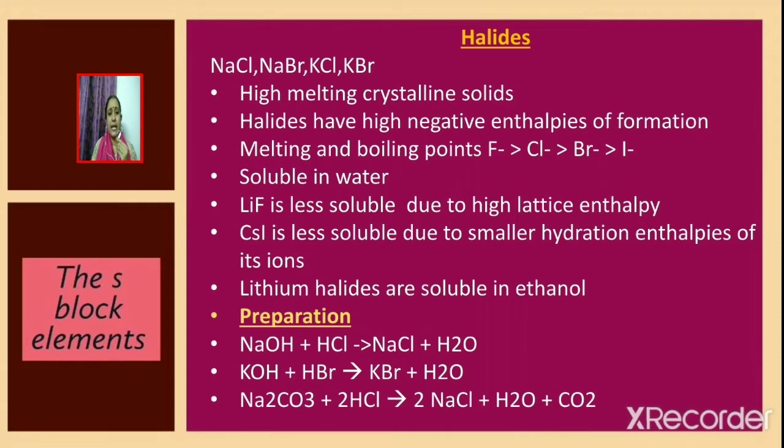So, alkali metal halides have high melting points and they are crystalline solids. These halides have high negative enthalpies of formation. Melting and boiling points of halides are found to vary in this order: fluoride greater than chloride greater than bromide greater than iodide. We know that alkali metal halides are ionic in nature, so they are soluble in water.